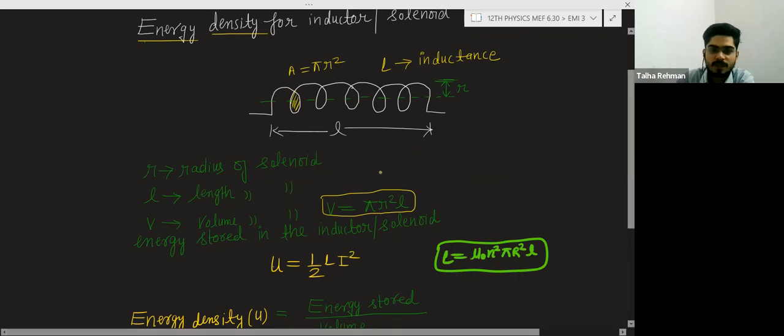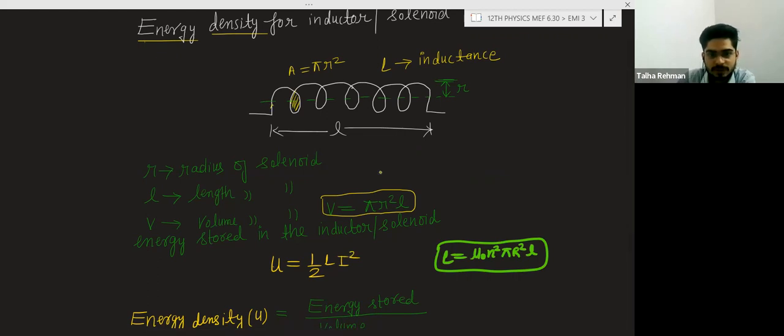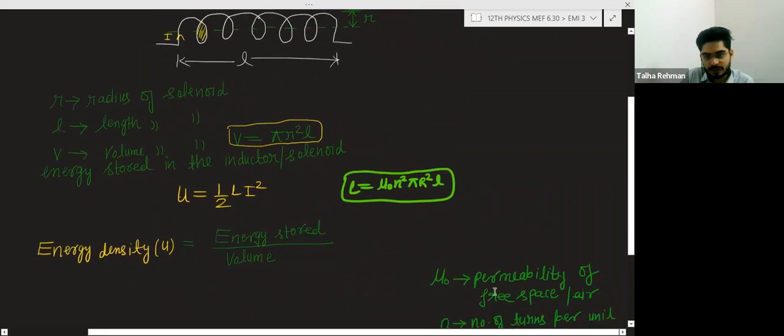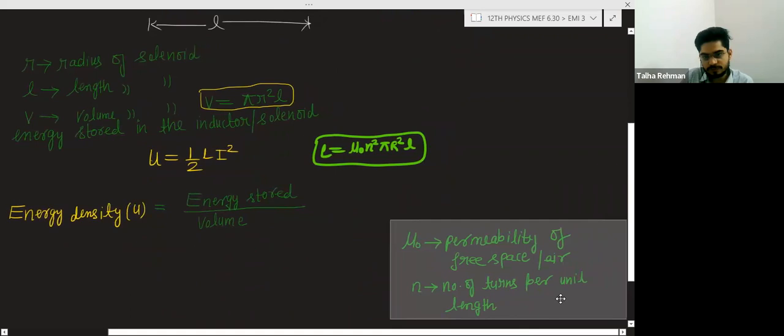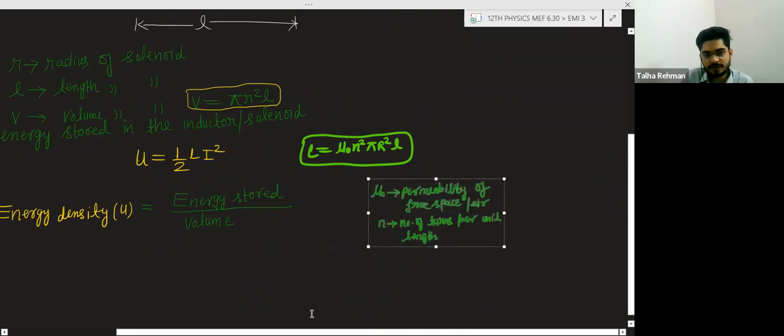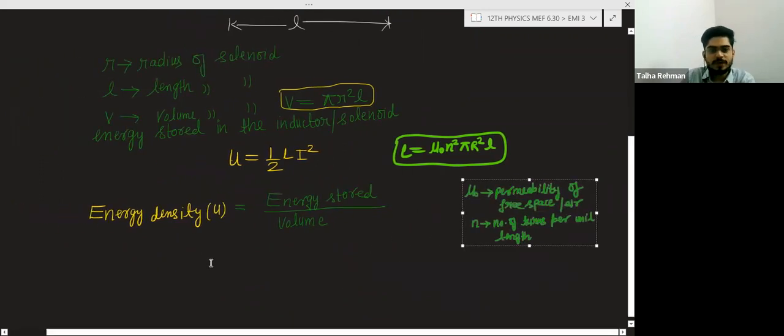This is the current in the inductor or in the solenoid. I will tell you how I will calculate the current. What you should know is what the energy density is, and you should write this also. What is the meaning of mu naught and small n? Energy density is the energy stored in the solenoid or inductor divided by the volume.